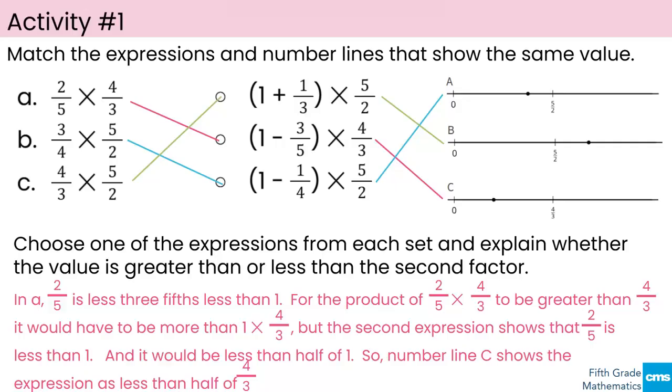Students are asked to explain one of them. I chose to explain A down at the bottom. So for example, in A, 2/5 is less than 3/5 less than 1. So for the product of 2/5 times 4/3 to be greater than 4/3, it would have to be more than 1 times 4/3. But the second expression shows that 2/5 is less than 1, and it would be less than half of 1. So number line C shows the expression as less than half of 4/3.